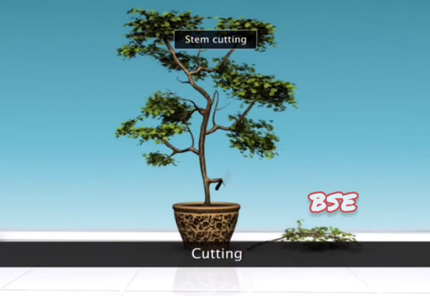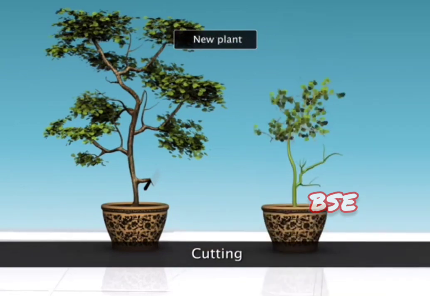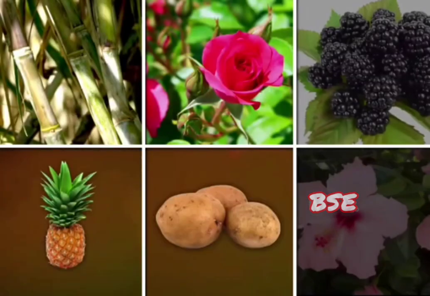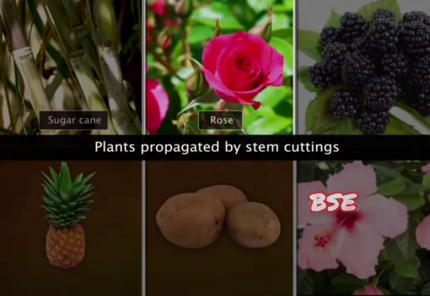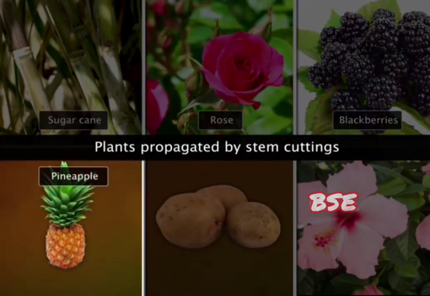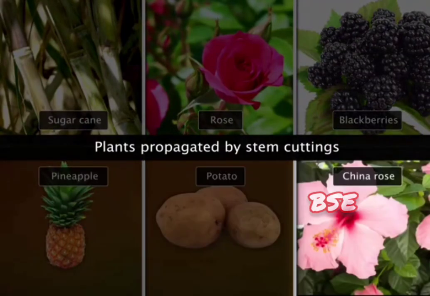In cutting, a vegetative part of the plant is cut and rooted to develop into a new plant. Examples of plants propagated by stem cuttings are sugarcane, rose, blackberries, pineapple, potato, and China rose.